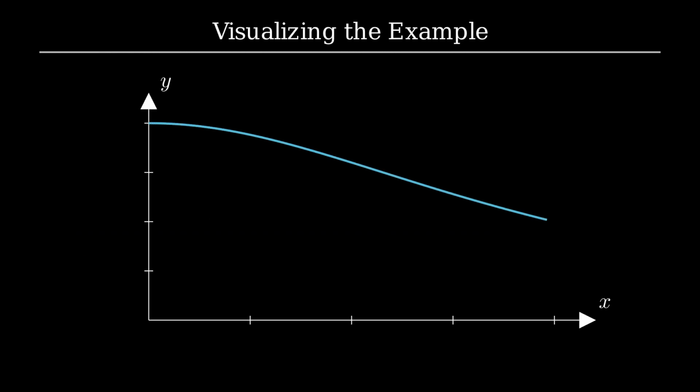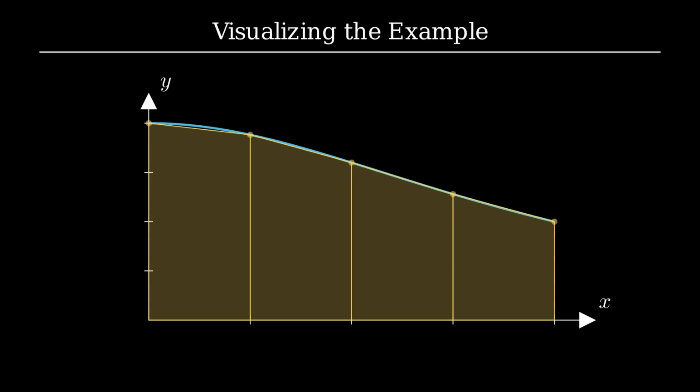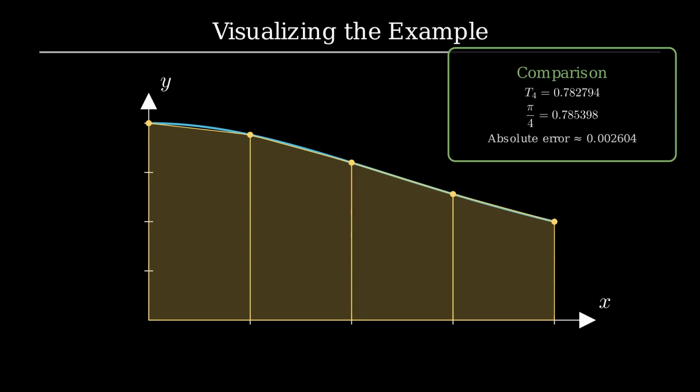Graphically, the method uses 4 trapezoids to approximate the area under the curve. Since this curve is smooth, the approximation is already quite close. The exact integral is tangent inverse of x from 0 to 1, which is pi by 4. The absolute error here is about 0.0026.